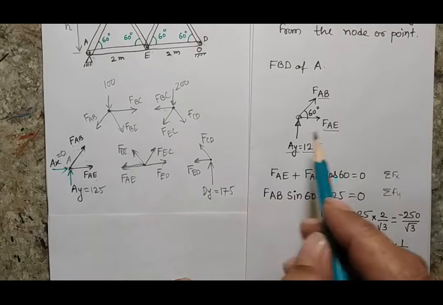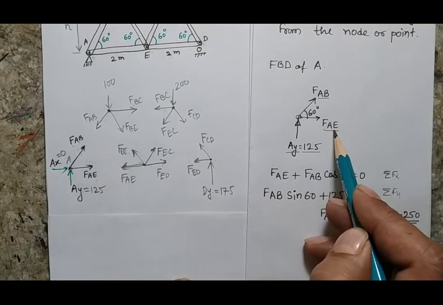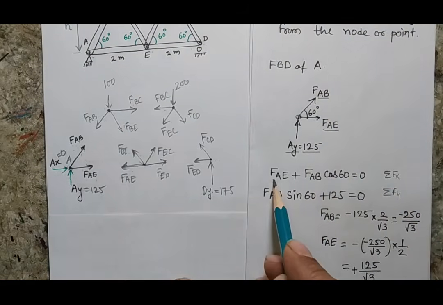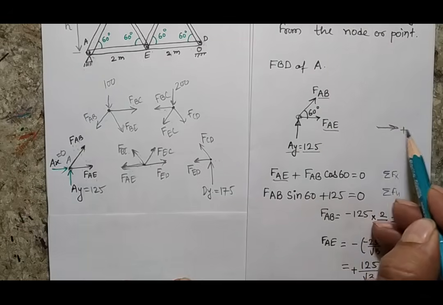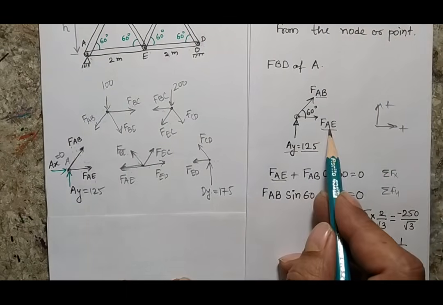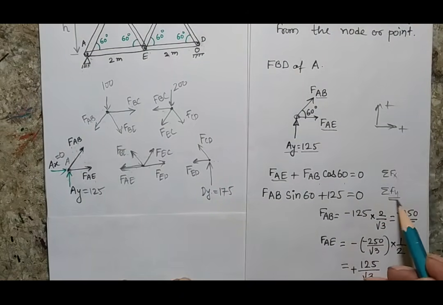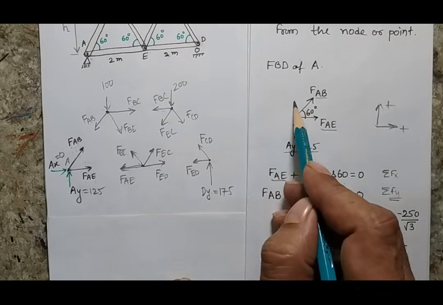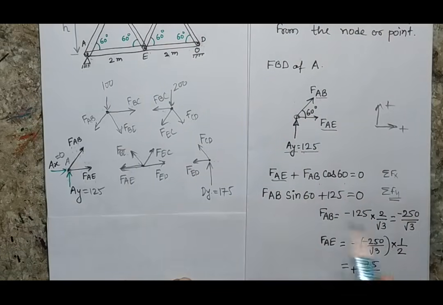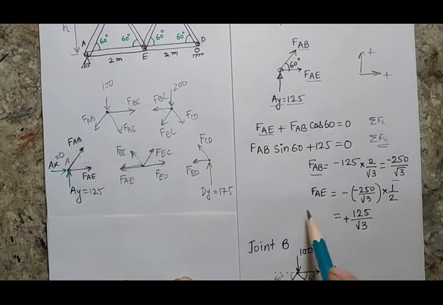So when I will balance the horizontal force, the horizontal component of FAB will be summed with the AE. So FAE, since this is my positive X direction and this is my positive Y direction, FAE plus FAB cos 60 will be 0. When I will write the vertical force balance, FAB sin 60 plus AY will be 0. So when I will solve these two equations, I am getting that FAB is coming out minus 250 by root 3 and FAE is coming out plus 125 by root 3.